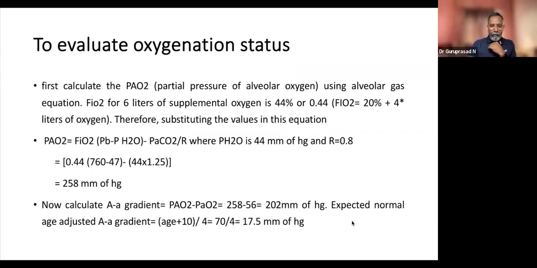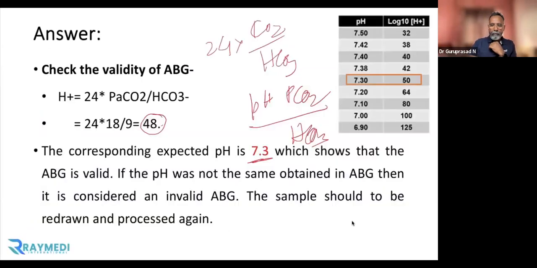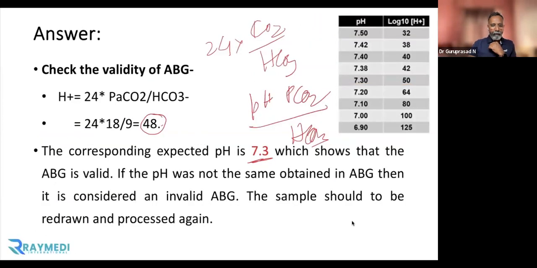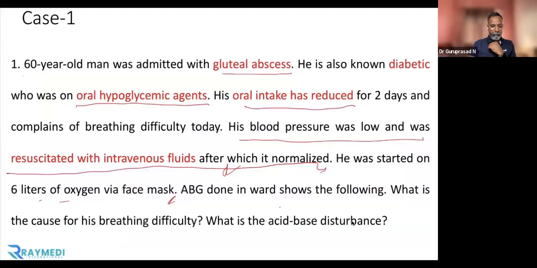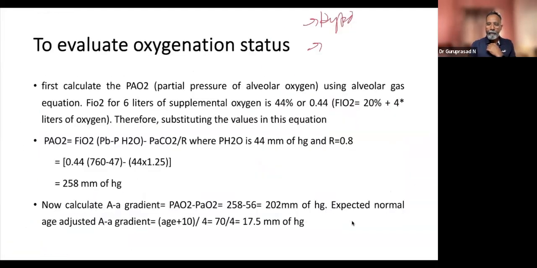So what we saw is this patient's PaO2 is 56. So it is hypoxemia. That is the first step, hypoxemia. The second step, expected PaO2. How much is FiO2? FiO2 is 6 liters, so you can take it as approximately 40.